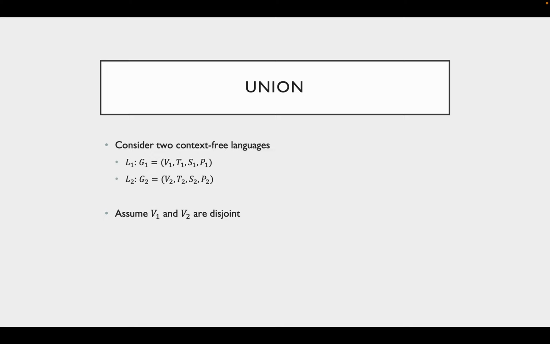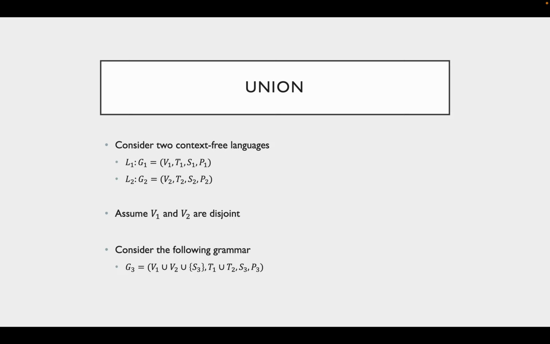will also be context-free. Let's show this using two languages, L1 and L2, described by two grammars, G1 and G2. Assume that V1 and V2 are disjoint. That means the symbols in V1 are not equal to the symbols in V2. Don't forget that V1 is the set of non-terminal symbols, right? Basically the states. T1 is the set of terminal symbols. S1 is the starting production, the starting state, and P1 is the set of productions or transitions.